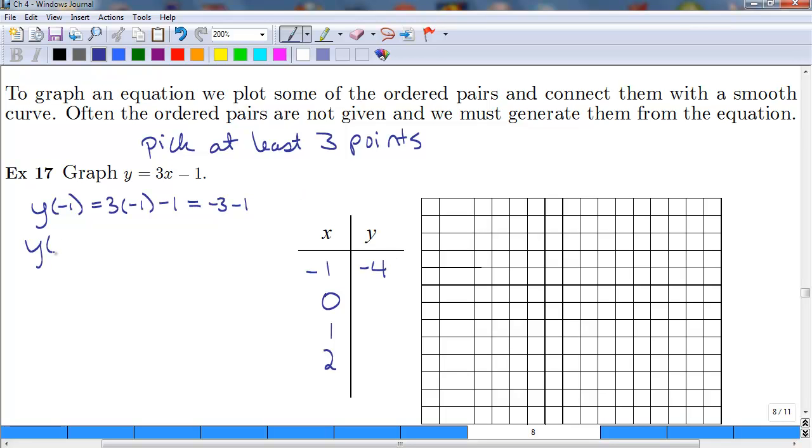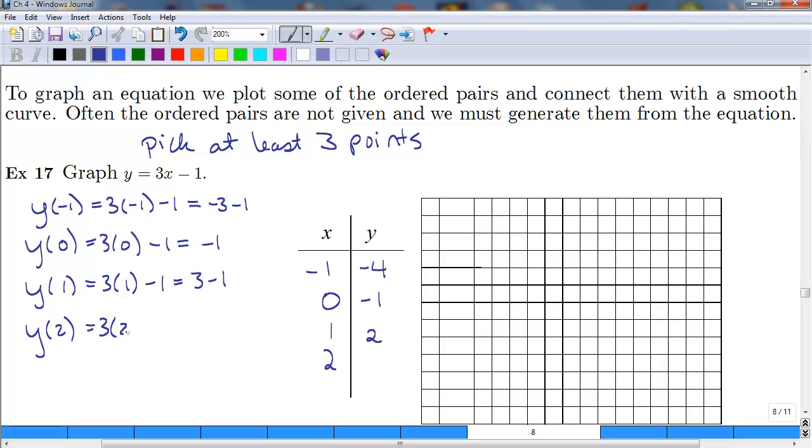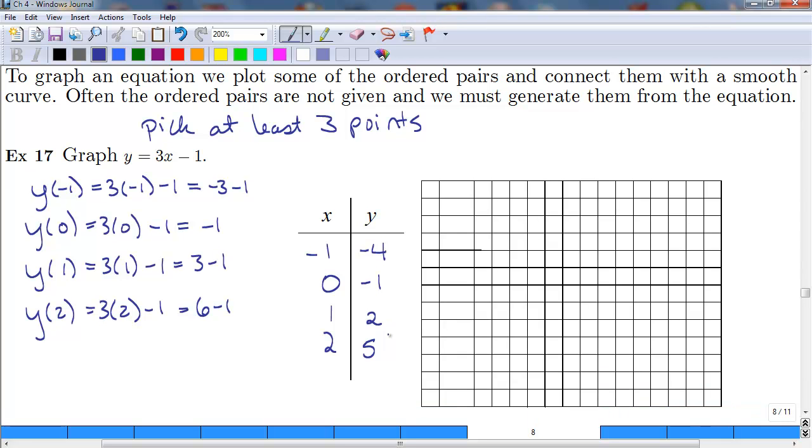If we plug in 0, we end up with 3 times 0 minus 1, which is just -1. If we plug in 1, we get 3 times 1 minus 1, which is 3 minus 1, or 2. And if we plug in 2, we get 3 times 2 minus 1, which is 6 minus 1, or 5. And so again, it's up to you which points you picked. I put 4 up there, but you need at least 3. So if we put in our axes again, and we'll go with the middle here, we'll kind of keep it symmetric.